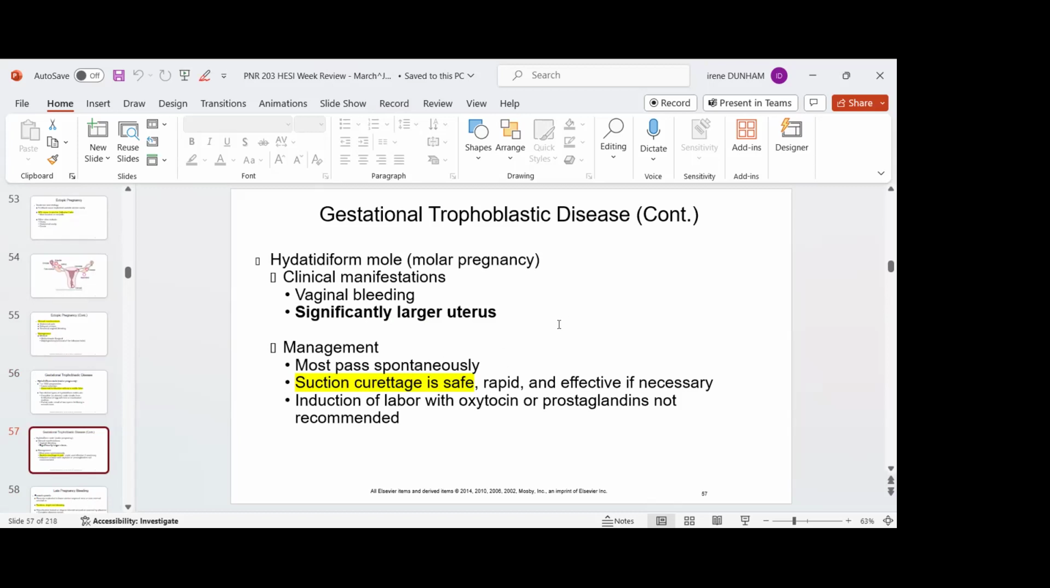Now, a lot of them do pass spontaneously, but if they don't, then we have to do a D&C, and we just, again, go ahead and curettage and clean it out. Okay.